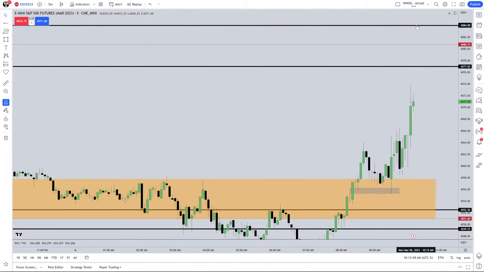But because we're below it, the first threshold is what? The low of the previous new week opening gap. Or not previous, but the next one in terms of relationship to where we are in price action. And the next one's here.